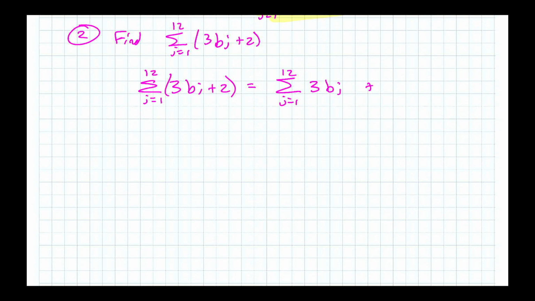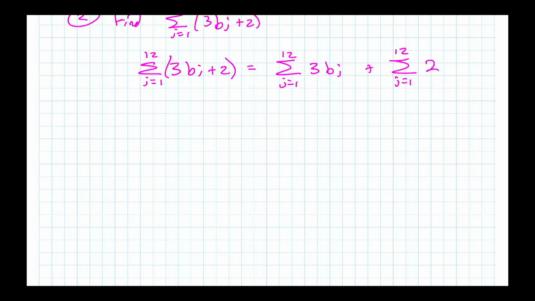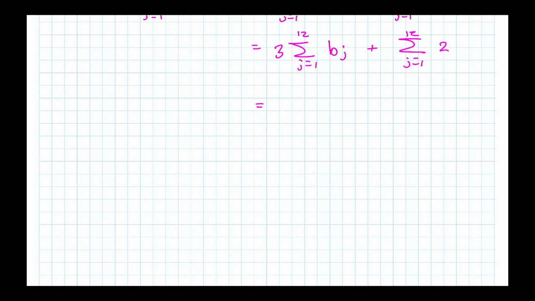The sum of 3bj plus the sum of 2. Then you're going to take out this 3: 3 times the sum as j goes from 1 to 12 of bj, plus the sum as j goes from 1 to 12 of 2. And then we're going to use our formulas. We've got a sum here that we know how to do, and a separate sum over here that we know how to do. We should be able to solve both of these.